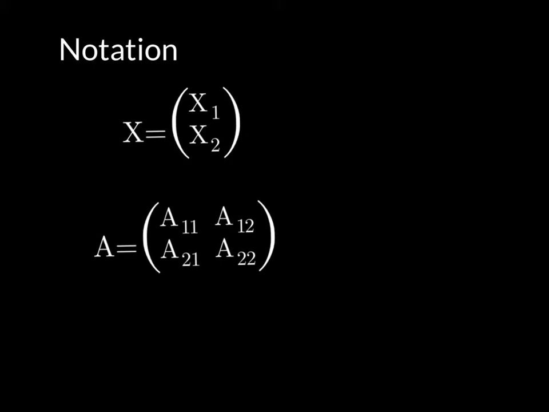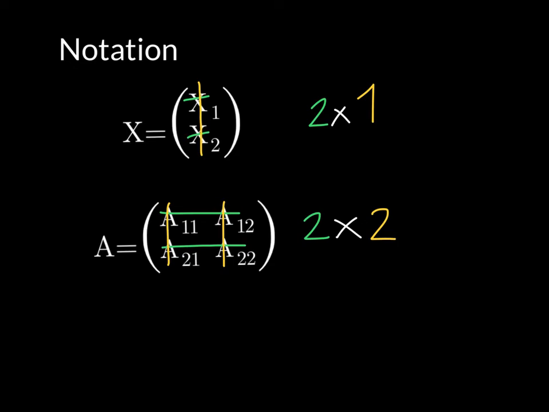So for example, matrix X, which is shown here, is what we call a 2 by 1 matrix. So it has 2 rows of elements and only 1 column. So we can write that as a 2 by 1 matrix. Matrix A, on the other hand, has 2 rows of elements and 2 columns of elements. So that is a 2 by 2 matrix.